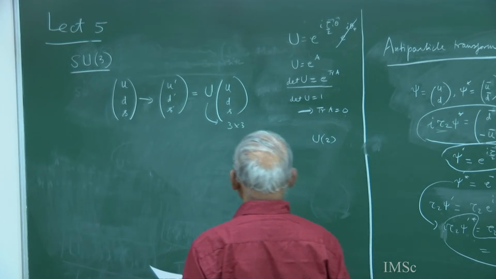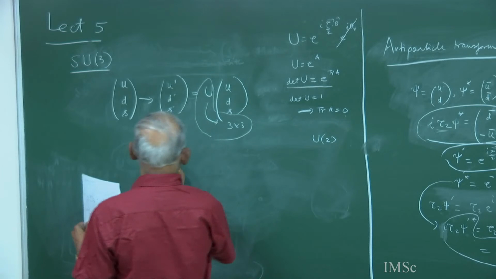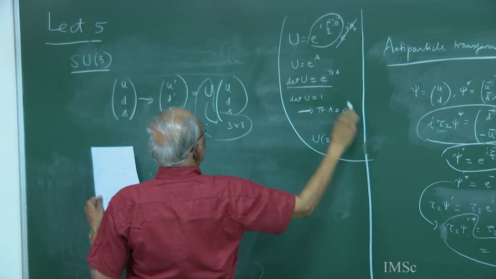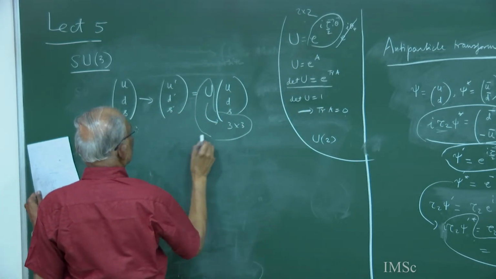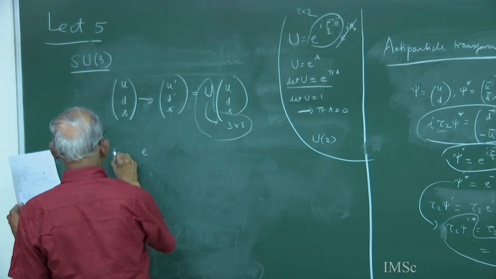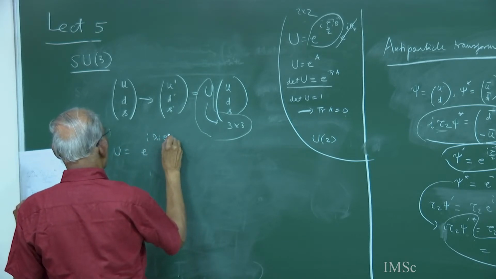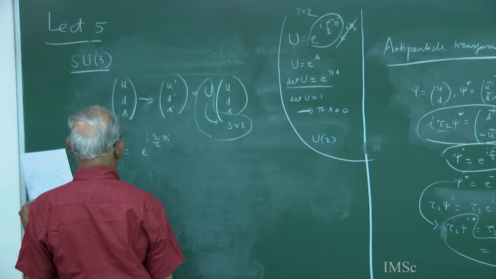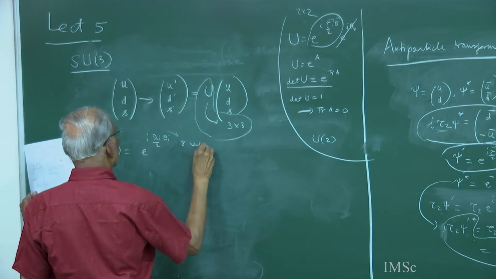Okay, so now I want to write down the most general 3 by 3 unitary unimodular matrix, which is exactly analogous to this 2 by 2 matrix. So this is 2 by 2. This is 3 by 3. Unitary unimodular, you can write down, and that is U equal to exponential of i lambda i theta i by 2, again exactly like the 2 by 2, where the theta i are 8 real parameters.